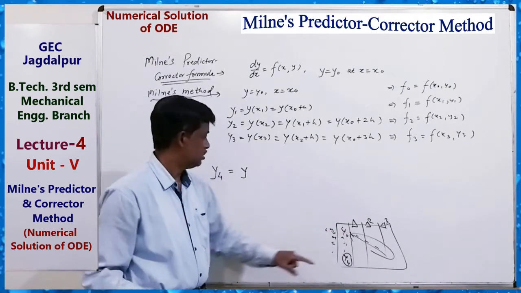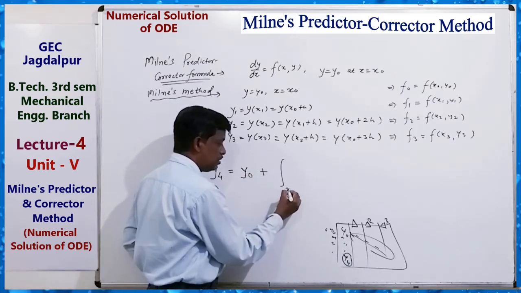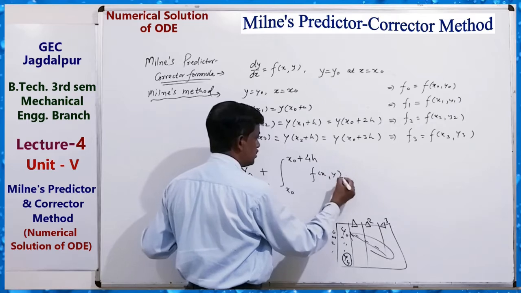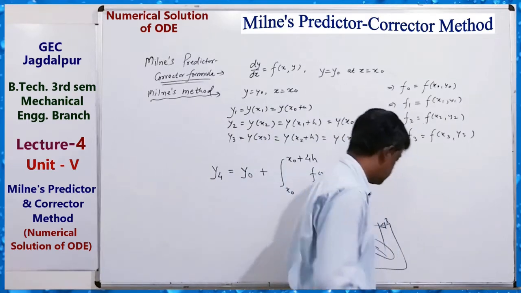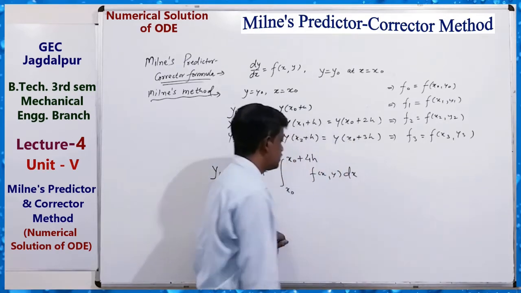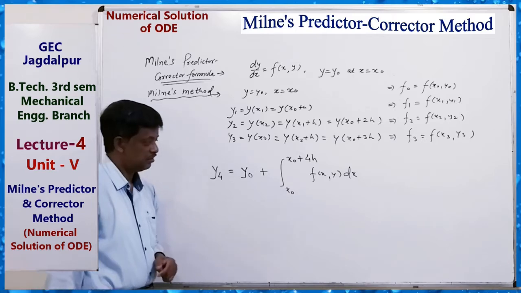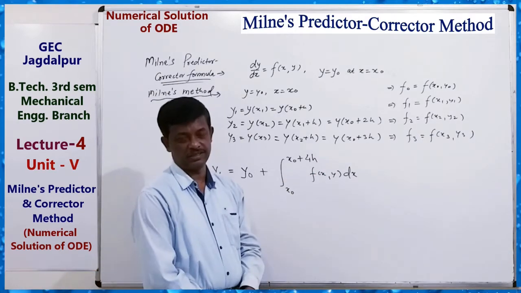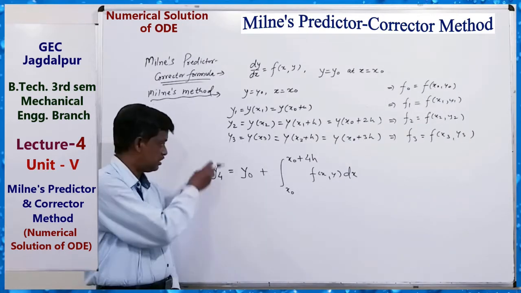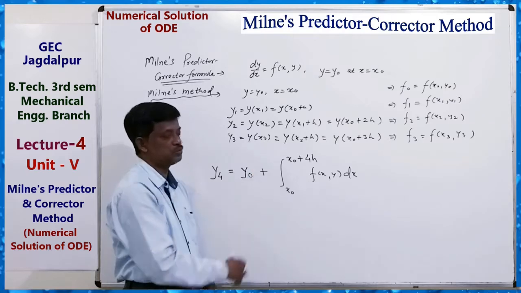This is the leading term, suppose, so that y4 equals y0 plus the integral from x0 to x0 plus 4h of f(x,y) dx. Where does this relation come from? If we integrate on both sides, 4 steps are there, so x0 to x0 plus 4h, and here y0 to y0 plus 4k. So that is the y4 value: y4 equals y0 plus the integral from x0 to x0 plus 4h of f(x,y) dx.